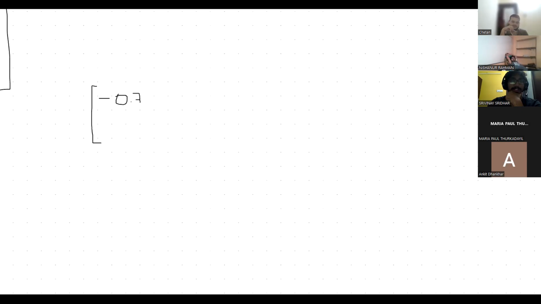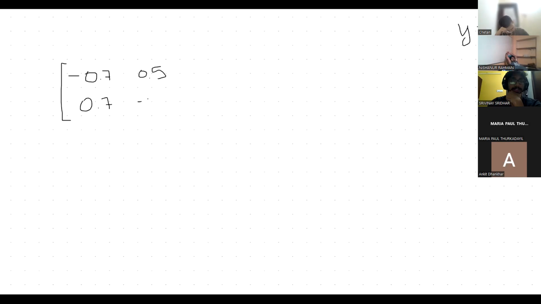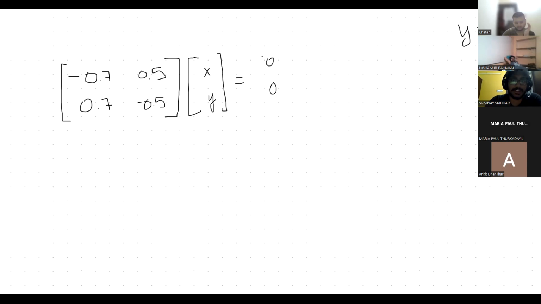Okay, I am taking the matrix. The matrix is, can we start from, minus 0.7, 0.5, 0.7, minus 0.5, minus 1, right? Now we know that the equation is taking input x, y and giving us output as 0, 0, right? Now, Maria, can you tell me the column view of this?